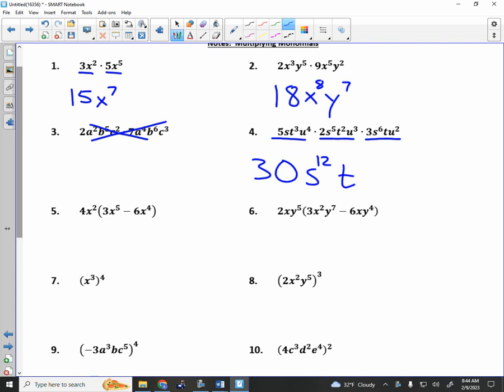t, we have 3, 2, and 1. That makes 6. And u, we have 4 and 3 makes 7. 7 plus 2 is 9. Not too bad, right?